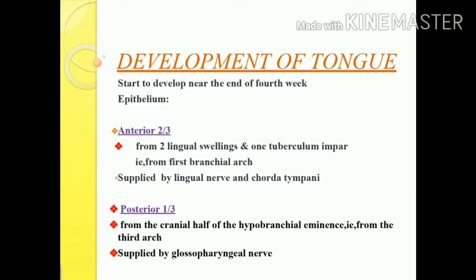It starts to develop near the end of the fourth week. The anterior two-thirds of the epithelium forms from two lingual swellings and one tuberculum impar, that is from the first branchial arch, and it is supplied by the lingual nerve and chorda tympani. The posterior one-third forms from the cranial half of the hypobranchial eminence, that is from the third arch, and supplied by the glossopharyngeal nerve. Anterior two-thirds from the first branchial arch and posterior one-third from the third branchial arch.